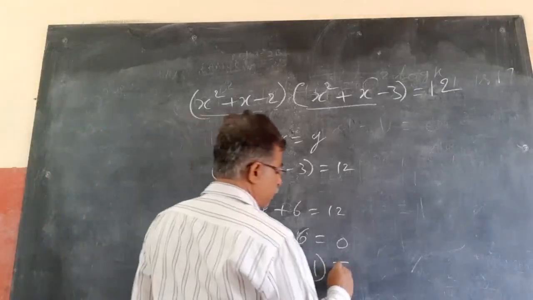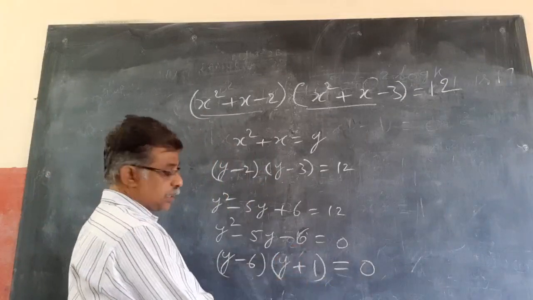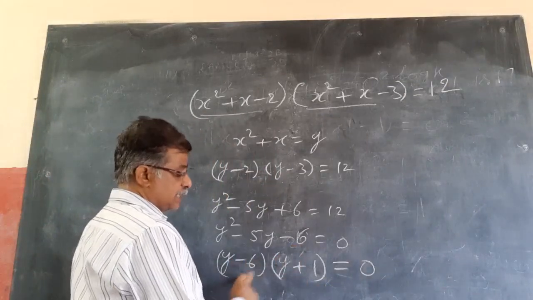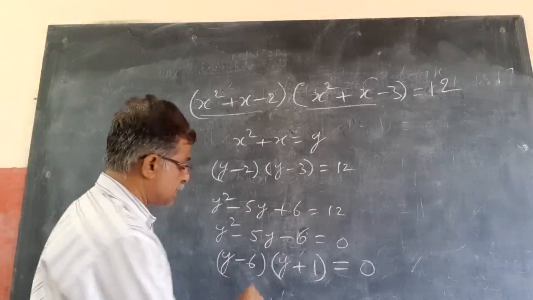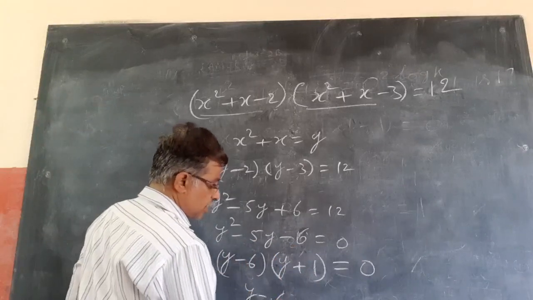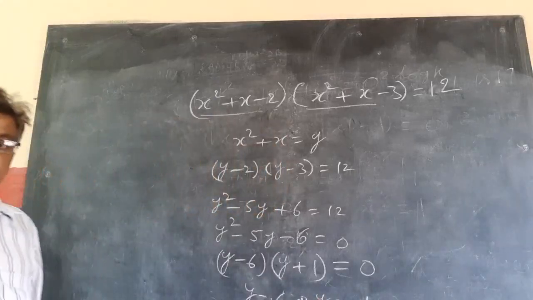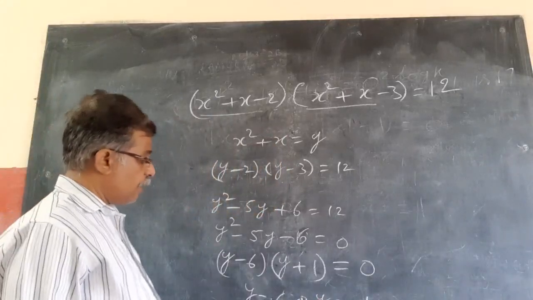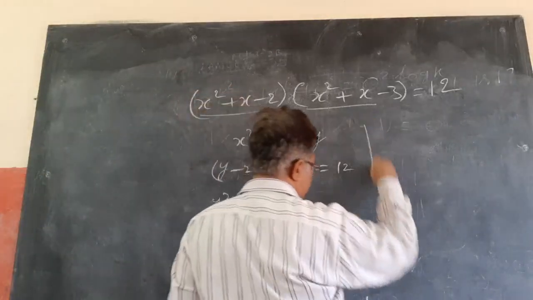This gives me y square minus 5y minus 6. So I need minus 5y, so minus 6 plus 1 gives me minus 5y. So the result is y equal to 6 or y equal to minus 1. Y means x square plus x only.